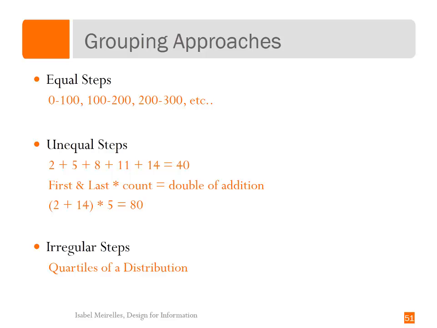200 and 300 is a group. We might group in unequal steps. So we might have a formula. We take first and last multiplied by the count. We get double of addition, for example. So here our first data value was 2, our last was 14. We multiplied it by 5 data values, and that gives us 80. So we might do unequal steps from 40 to 80. Or irregular steps. So an example of an irregular step might just be quartiles of a distribution. Just give me the 0 to 25 percentile, 25 to 50, 50 to 75, and 75 to 100.